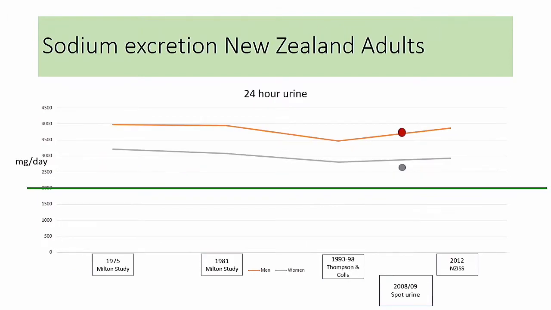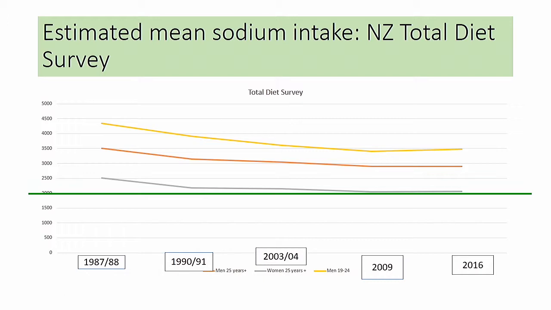Sorry, and here's the WHO, or the suggested dietary target, here in the green line. If we compare that with estimated mean intake from the New Zealand Total Diet Survey, you can see that this underestimates intake compared with 24-hour urine. We have men 25 plus years in the orange, we have women 25 plus years in the grey, and men 19 to 24 in the yellow. And you can see in this data that the women seem to approach that target, which we didn't see with the 24-hour urine.